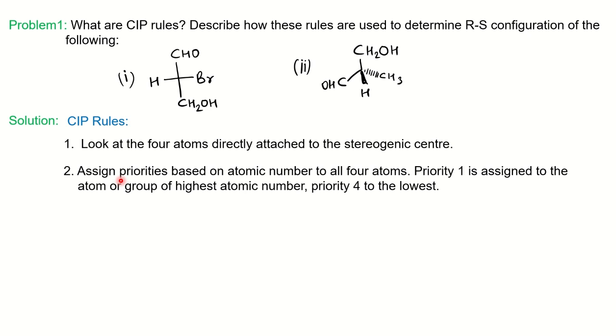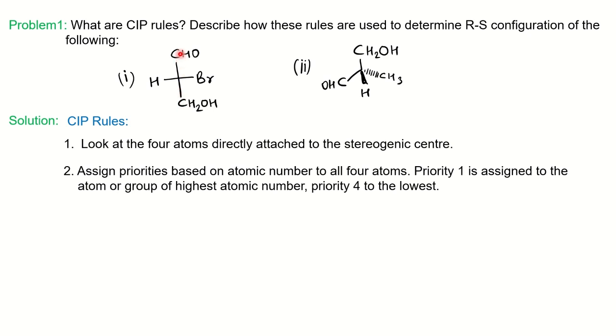Next, we have to assign the priorities to all four atoms based on the atomic number. Priority 1 will be given to the highest atomic number. As you can see in this problem, bromine has the highest atomic number, so it will be given 1. Then we have to look at the rest of the two. You can see here both are carbon.